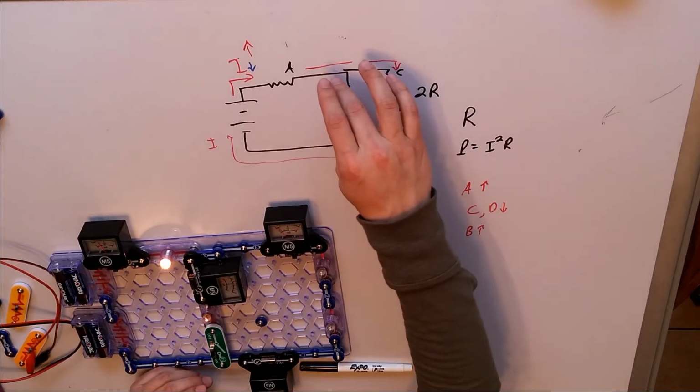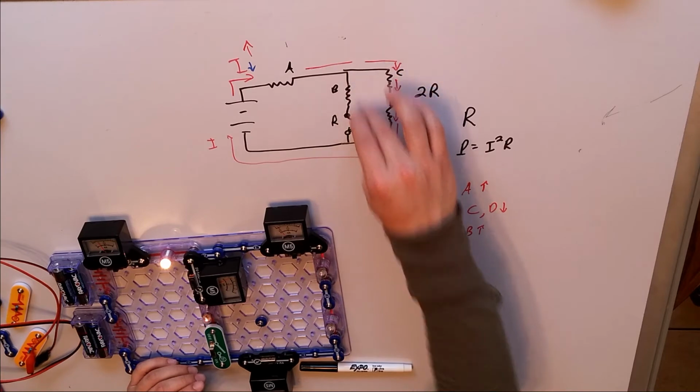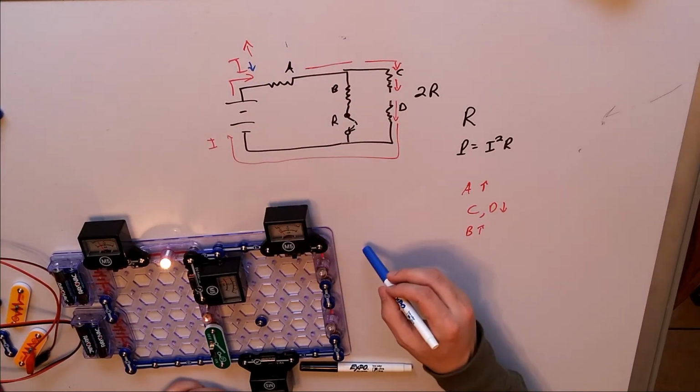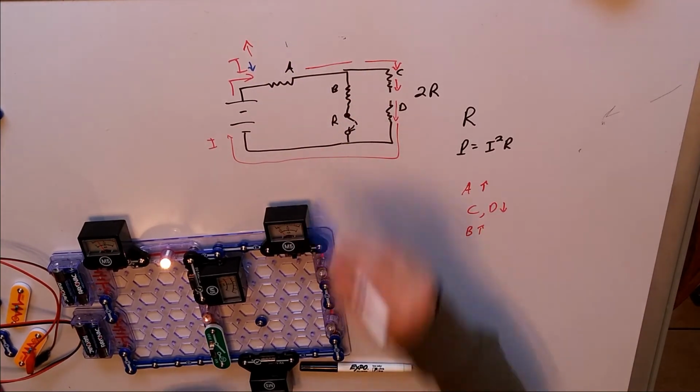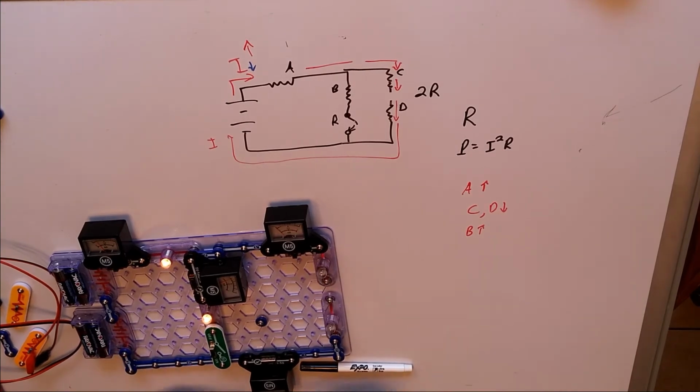But even though we have a lower current overall, lower number of people getting out of the gym, now all of them have to go through B. B is probably going to get a little bit brighter. Even though we have less current overall, we end up with all of it going through B. So if I break this, we end up with these going like that.